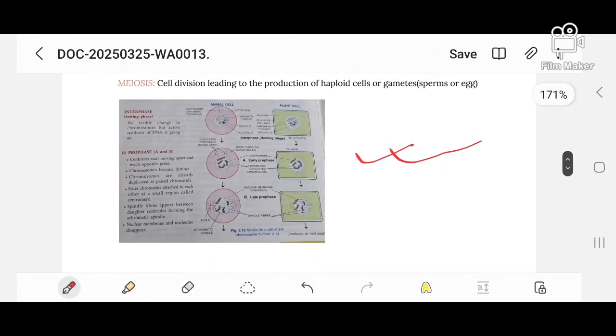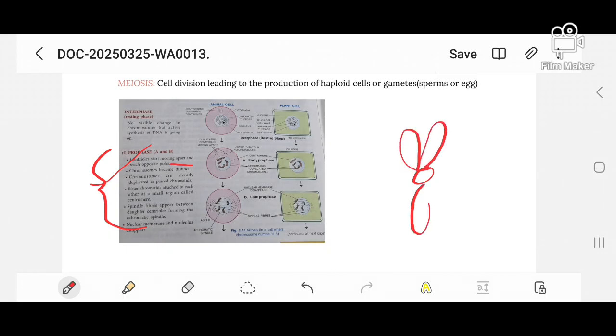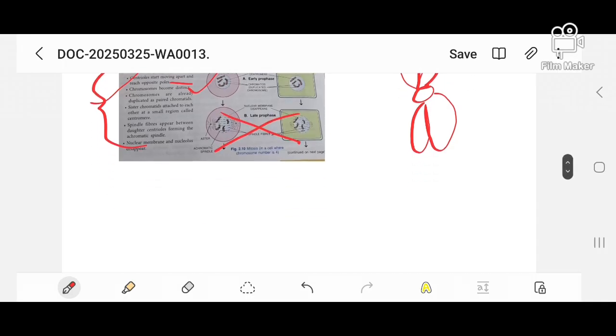See here, interphase, prophase. You can see the difference. Centrioles start moving. Chromosomes become distinct. You can see the chromosomes very clearly. Here is the chromosome I am drawing. Only early prophase is required. Late prophase is not required. This is from your book.